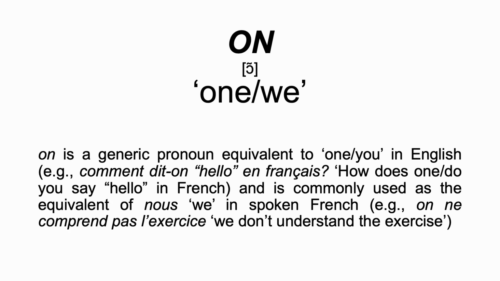The third-person singular pronoun on, repeat after me, on, is equivalent to one, but also to we. So on is basically a generic pronoun equivalent to one or even you in English. For instance, comment dit-on hello en français? How does one, how do you say hello in French? When you does not refer to a specific person, but to generic people, like in general.